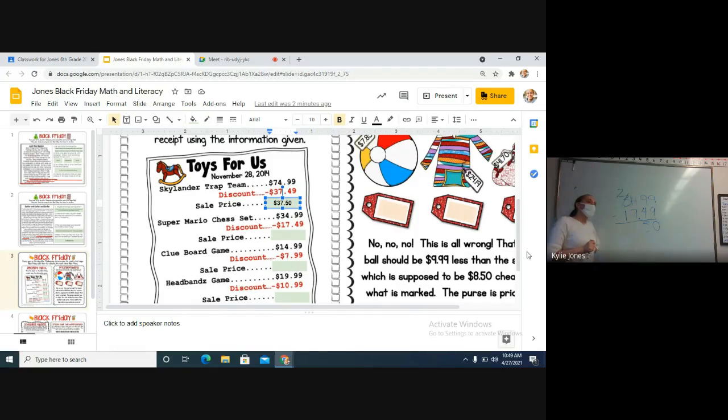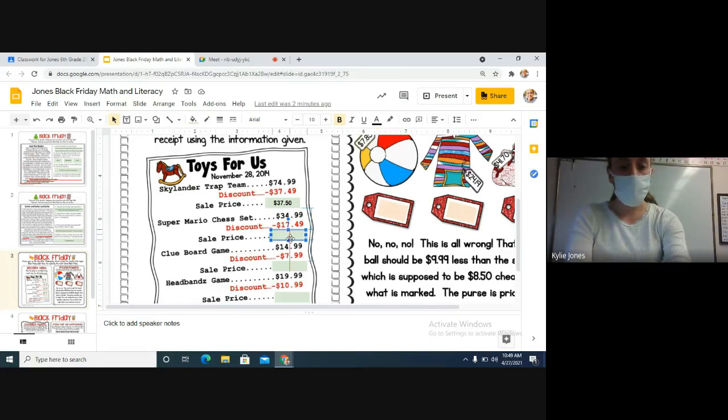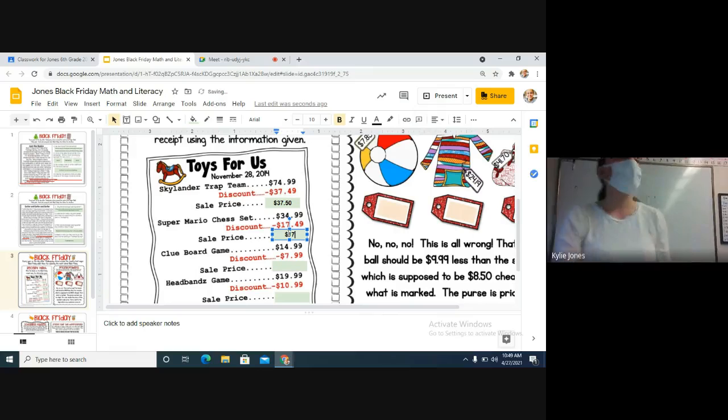14 minus 7? 7, because 7 is half of 14. I see where you got your 2. And 2 minus 1? 1. Bring my decimal down. 17.50. So again, it looks like it was about 50% off. Oh, the next one's going to be 50%. They look like they're all about 50% off.